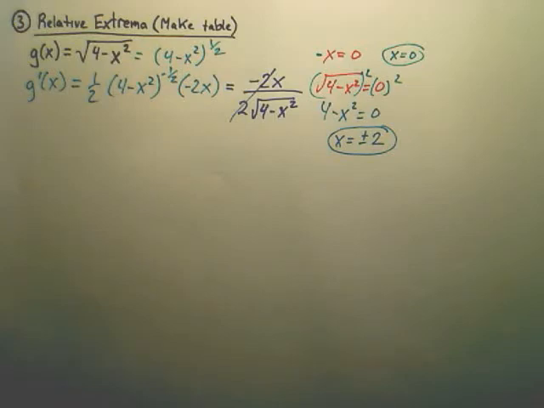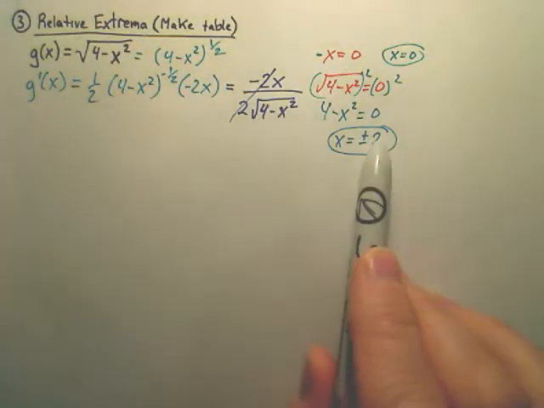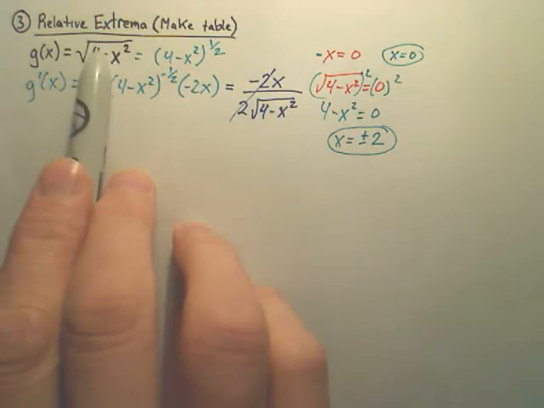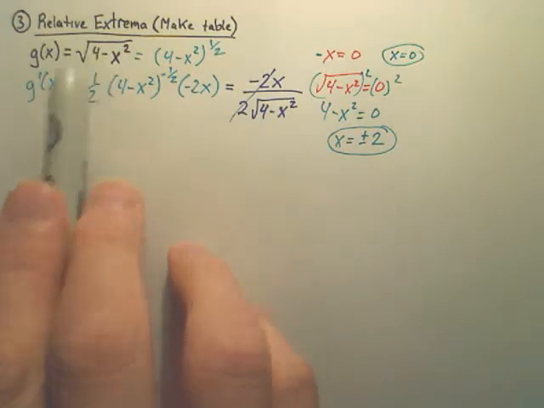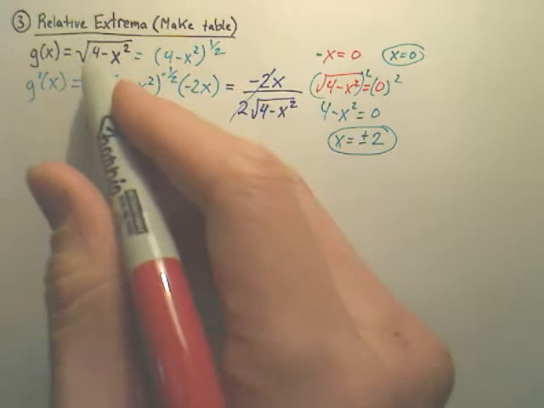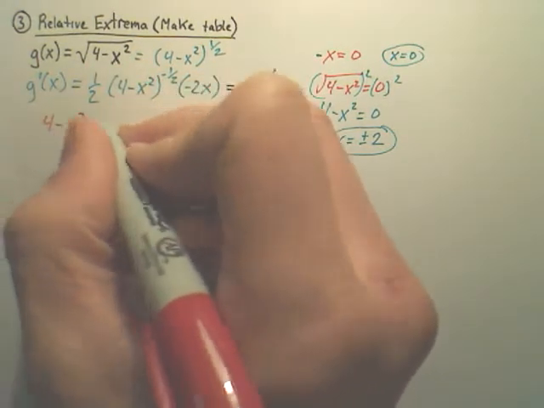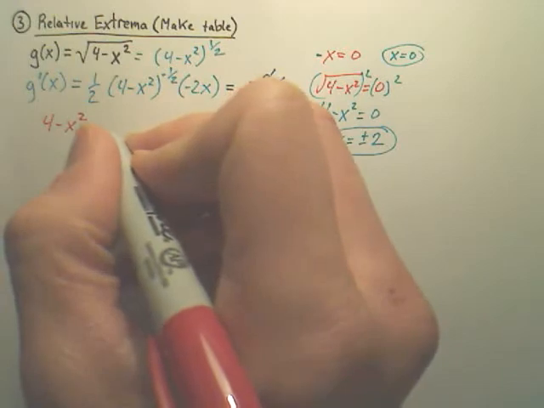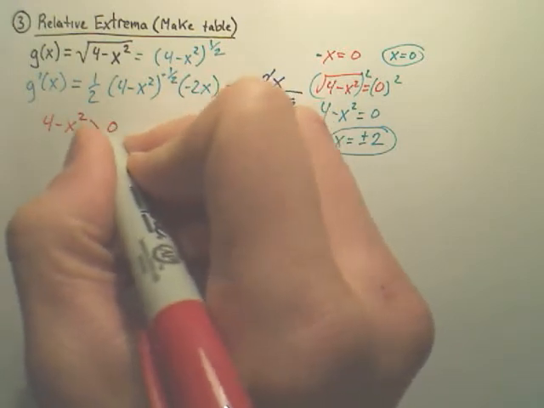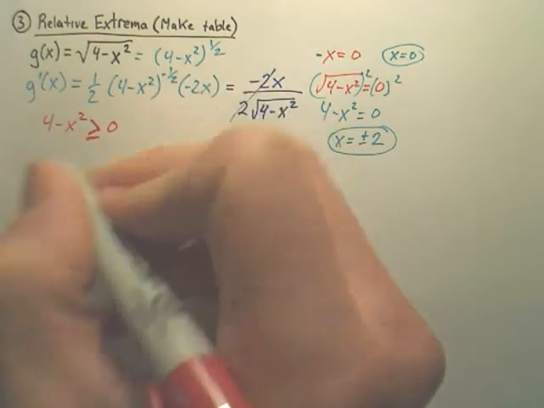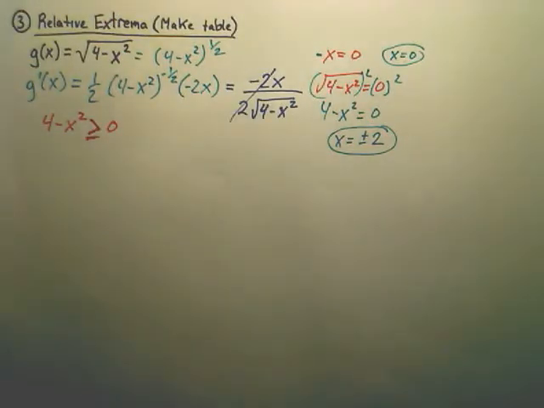Now, before we go any farther, this one actually has domain restrictions. If you think of this, doesn't the 4 minus x squared have to stay positive? Doesn't that have to be greater than 0? Sorry, greater than or equal to 0? Doesn't the inside have to stay greater than or equal to 0? So there's some restrictions to this problem.